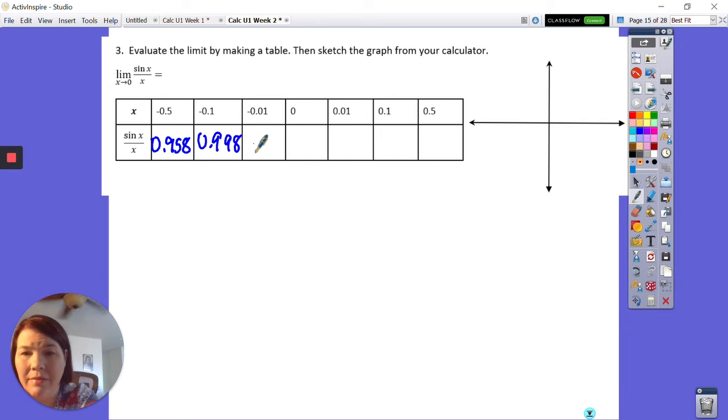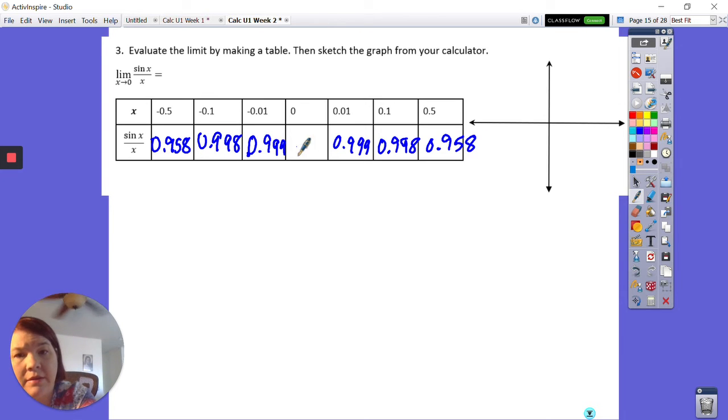0.998, and it was rounding, but it's supposed to be 0.99, depending on what calculator you use. 0.99, 0.98, depends on when it rounds, by the way. 0.958, and this was an error. So what does it look like?